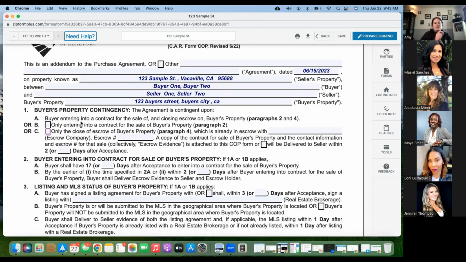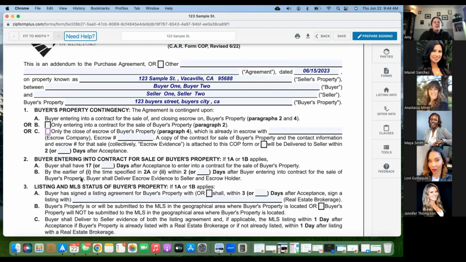Okay. Section 2 is buyer entering into contract for sale of buyer's property. If 1A or B applies, so either the default or entering into escrow, then section 2 applies. The buyer shall have 17 days after acceptance to enter into contract for sale of the buyer's property. So the default is 17 days. We accept the offer today. Today is day 0. They've got 17 days to make sure they get that property on the market and that it enters into contract.